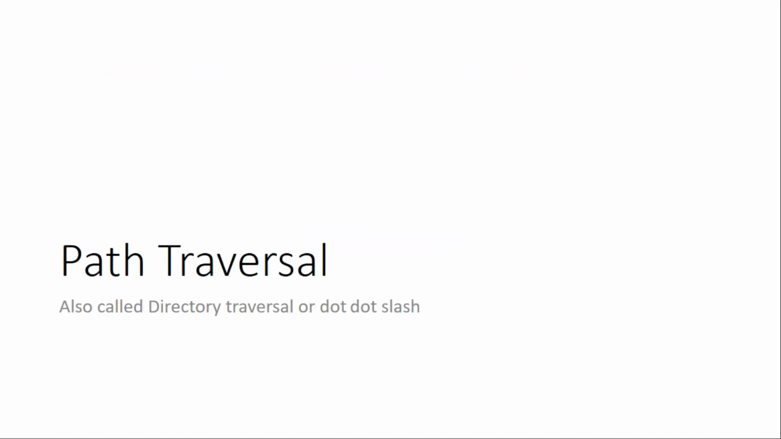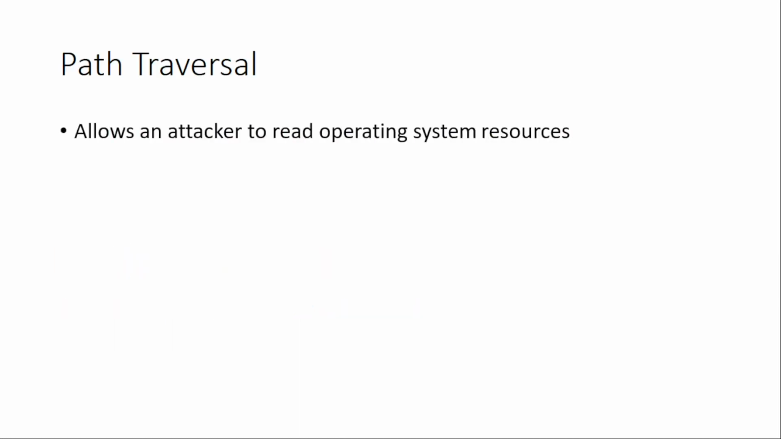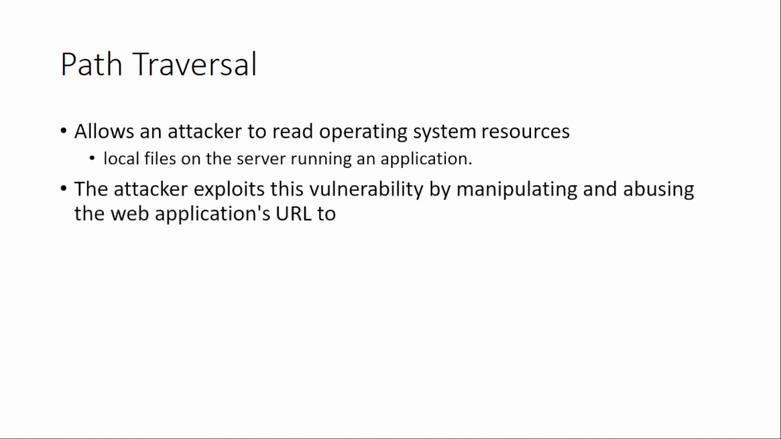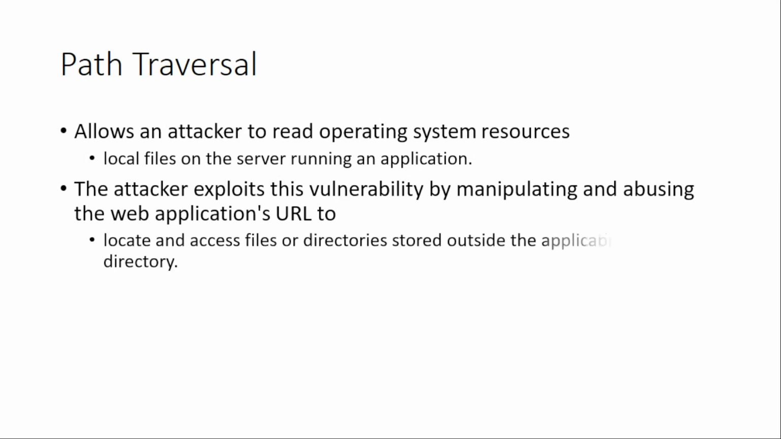So let's see the first attack, which is path traversal, also known as directory traversal, or dot-dot-slash. This is an attack or vulnerability that allows an attacker to read operating system resources, such as local files on the server running the application. The attacker exploits this vulnerability by manipulating and abusing the web application's URL to locate and access files or directories stored outside the application's root directory.